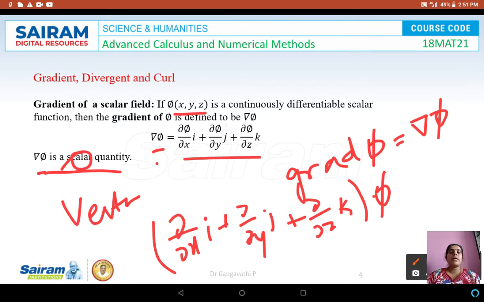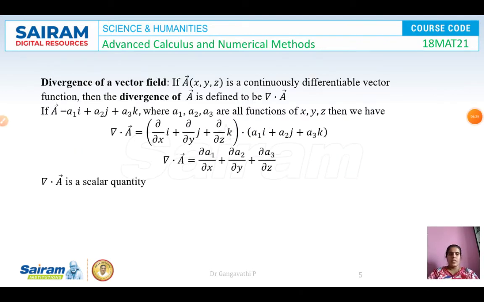So remember, the gradient of a scalar is always a vector. To continue, the another quantity where del has been used is the divergence. Divergence is always operating on a vector field. It cannot be on a scalar field, it is on a vector field. So remember, gradient is on a scalar and divergence is on a vector. Consider a vector field A of x, y, z, a continuously differentiable vector function. Then the divergence of this vector field is defined as del dot A.